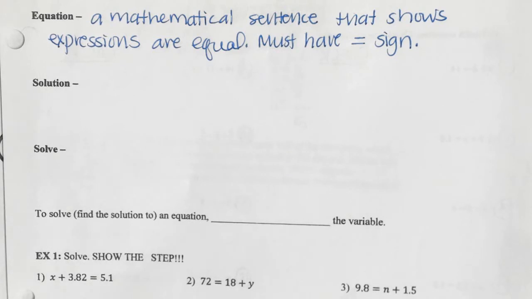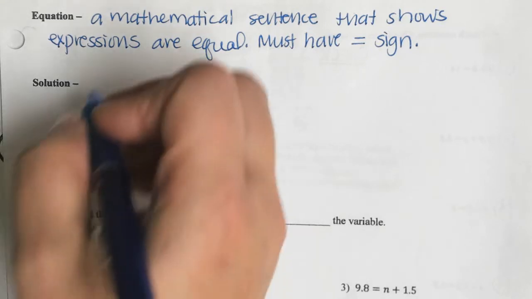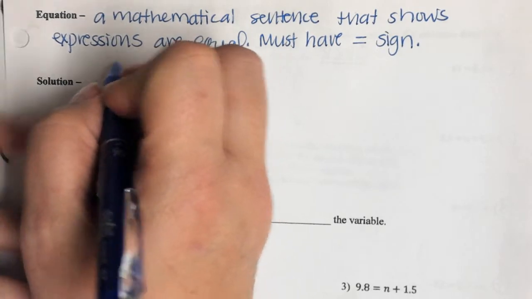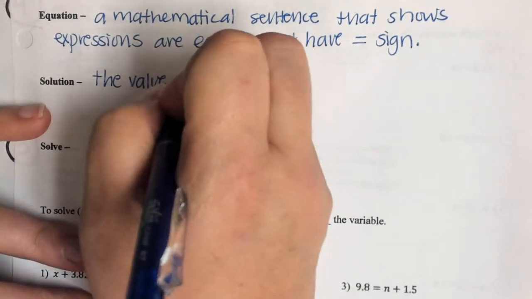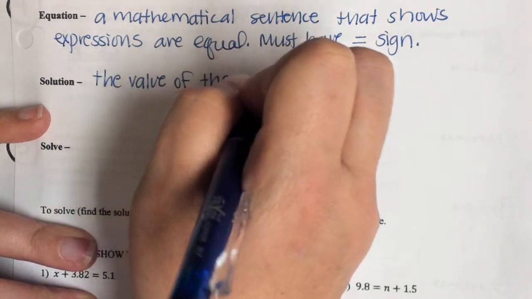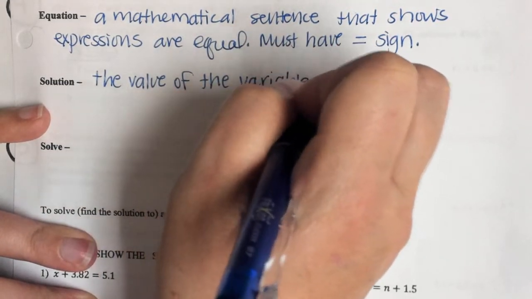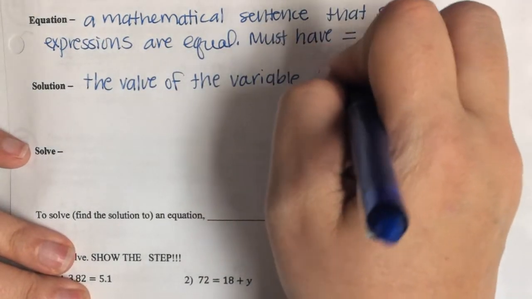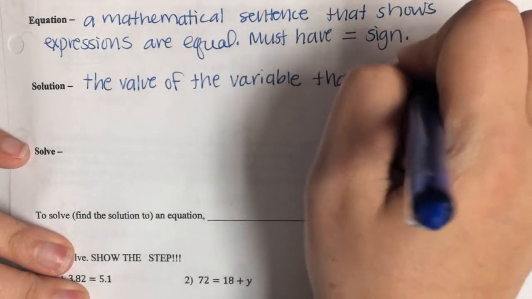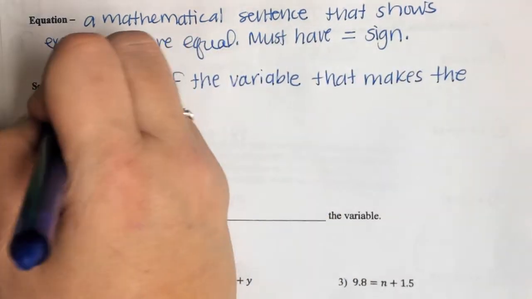All right, so the word solution. What does the word solution mean? Just like in everyday life, it's the answer to a problem. We're fixing a problem. So solution for algebra is going to be the value of the variable that makes the expression true.